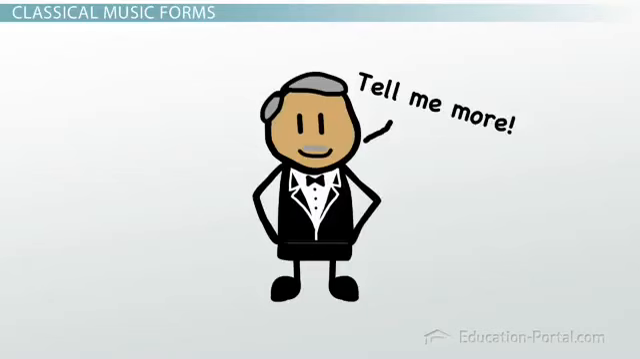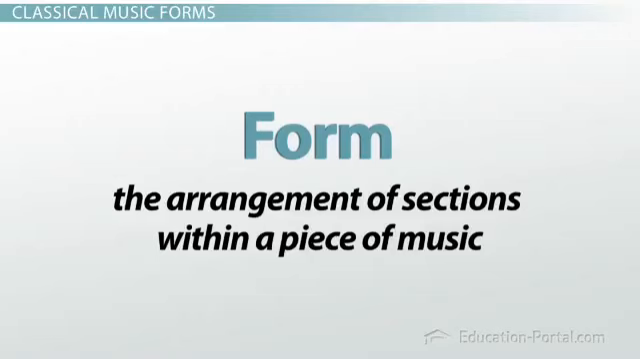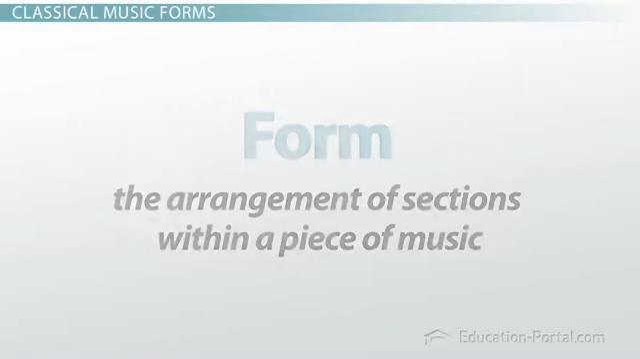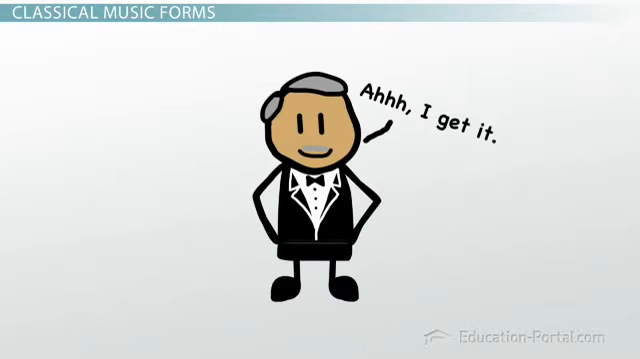As you'll soon discover, a symphony is a form of classical music. Form is the arrangement of sections within a piece of music, and understanding how these sections work together can help the listener make sense of what the composer was trying to express.